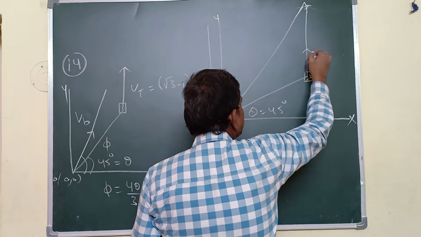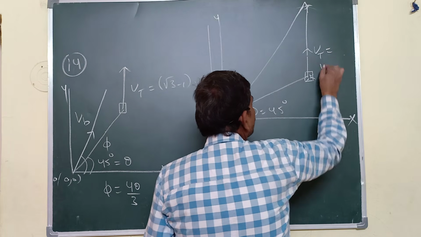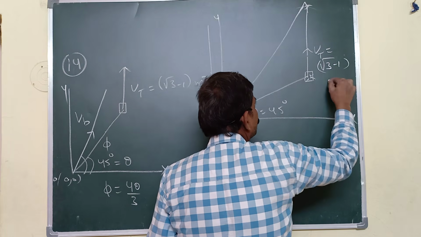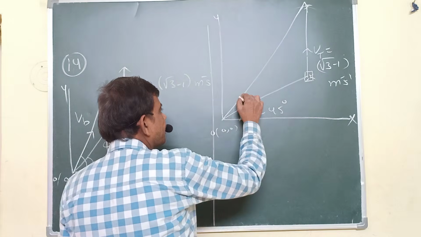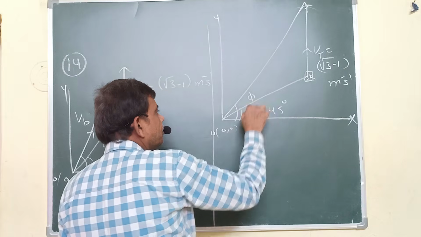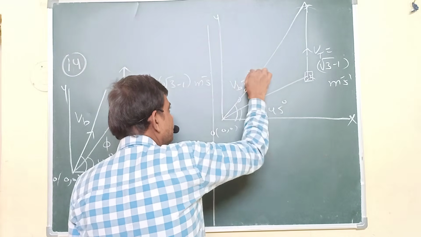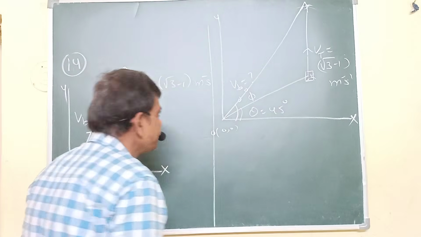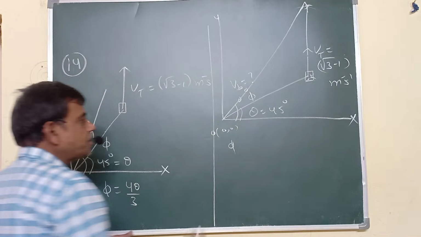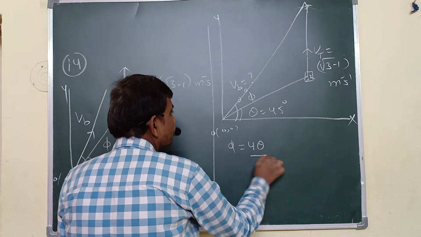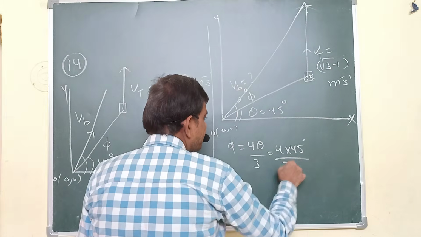So what is this? This is the velocity of the trolley. What is the velocity of the trolley? Root 3 minus 1 meter per second. In this direction, making an angle of phi, one ball is projected. So what is the velocity of the ball? That only we are finding. This is the question. For that he had given a condition. What is phi? 4 theta by 3. So 4 into 45 degrees by 3.